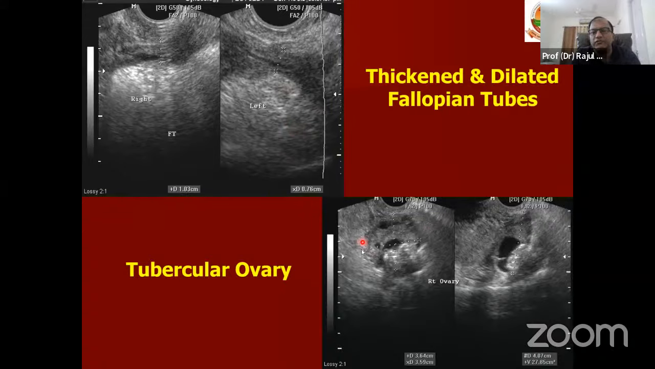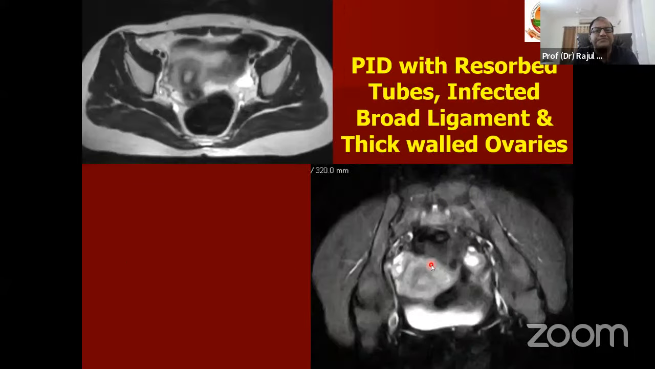In the same patient, we saw that the ovaries are also distorted, and there was some echogenic mass which we suspected because it was not showing any vascularity. The CA125 was also normal, so we suspected that this was a tubercular abscess. The patient was put on ATT, and both these thickened tubes as well as the abscesses disappeared within 3 to 4 months of treatment.